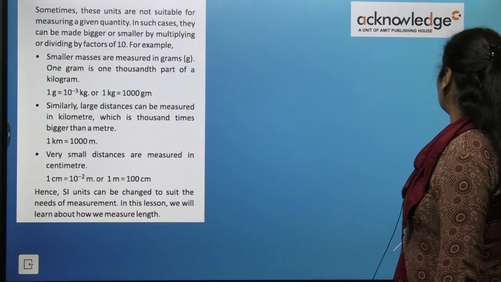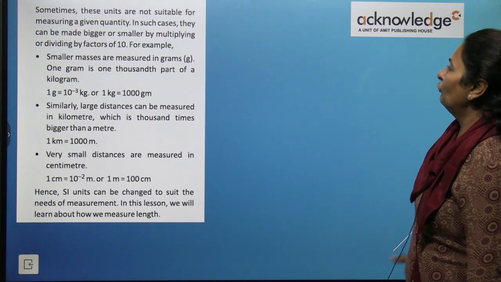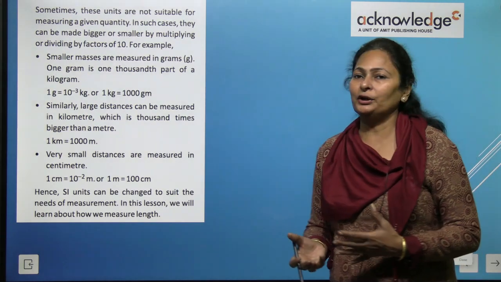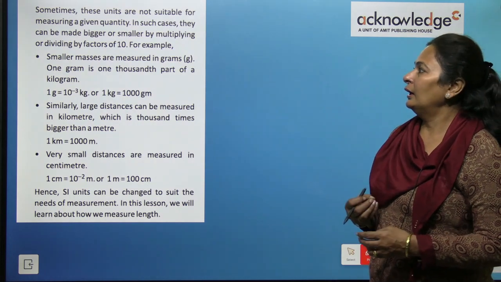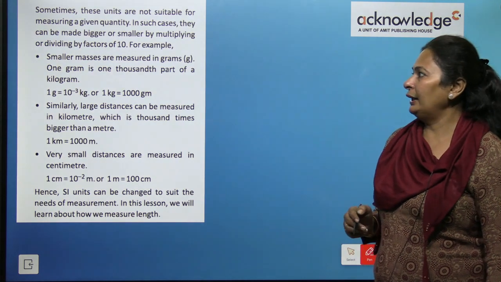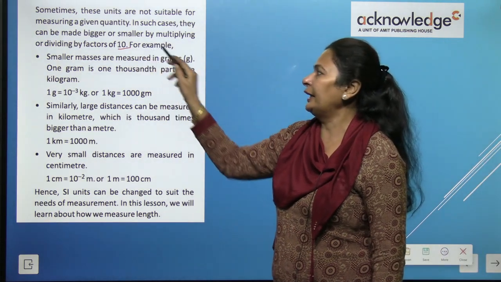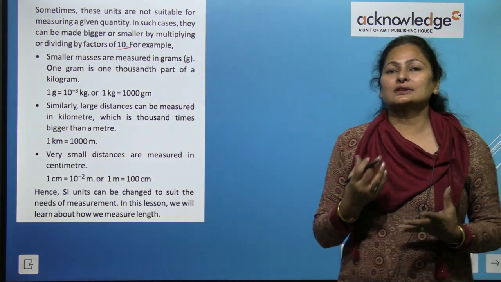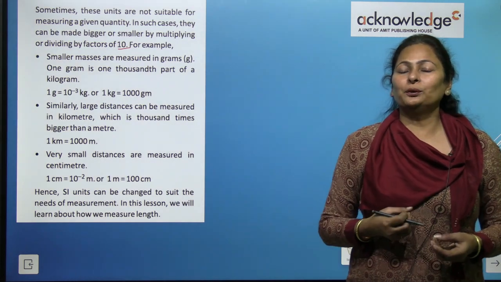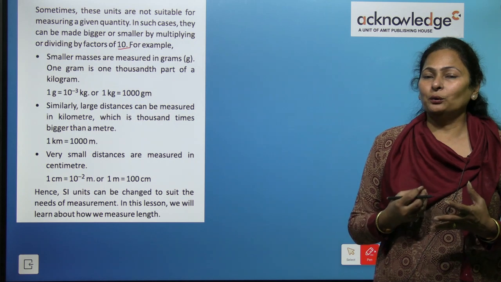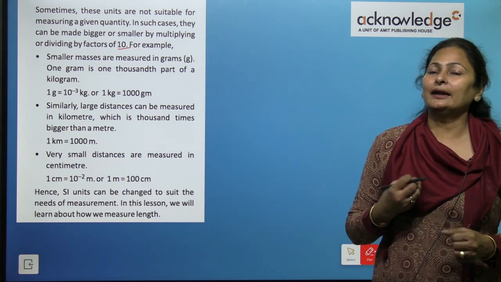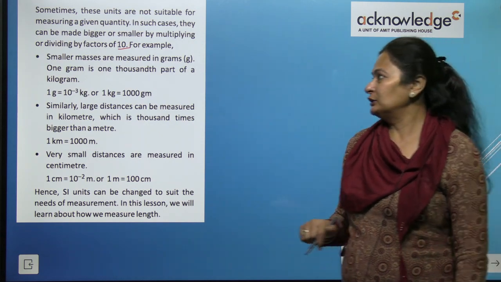Sometimes these units are not suitable for measuring a given quantity. In such cases, what do we do? They can be made bigger or smaller by multiplying or dividing by factors of 10, right? So we have some calculation methods, but before that, we should know the units, and with the units we can multiply or divide and calculate the measure.